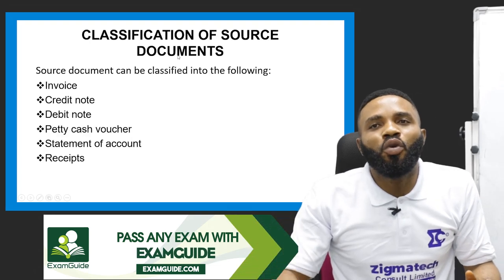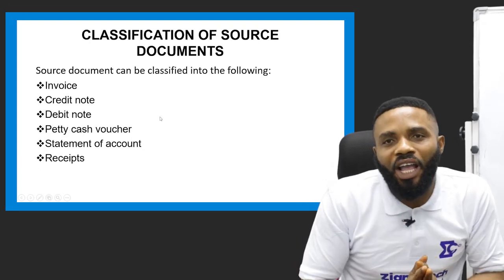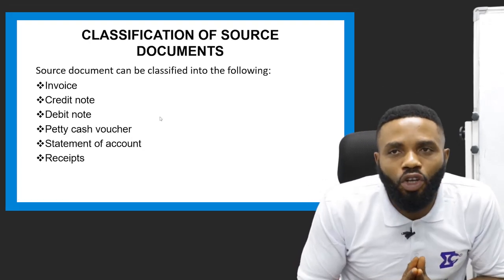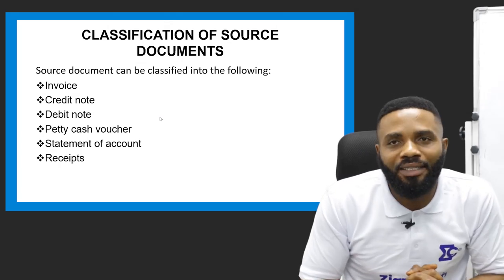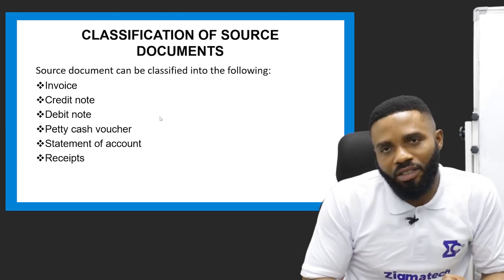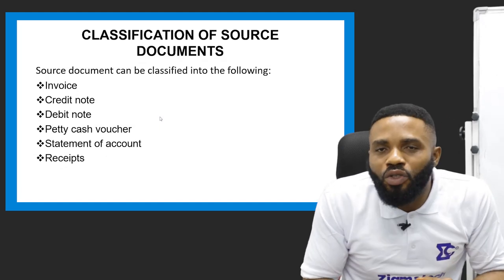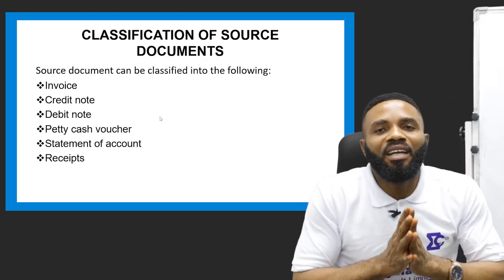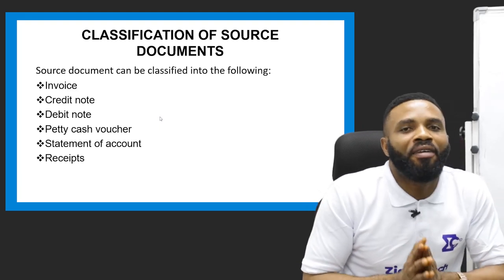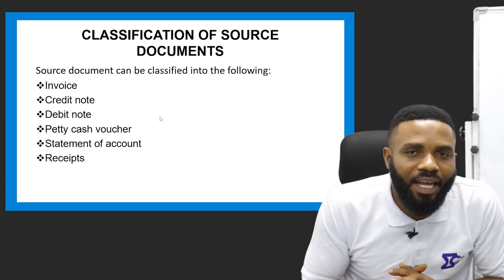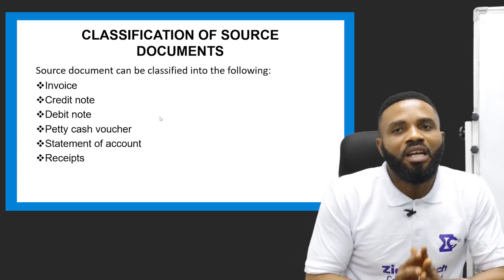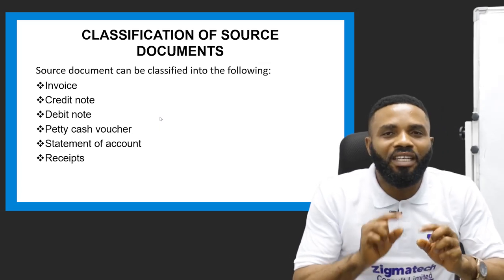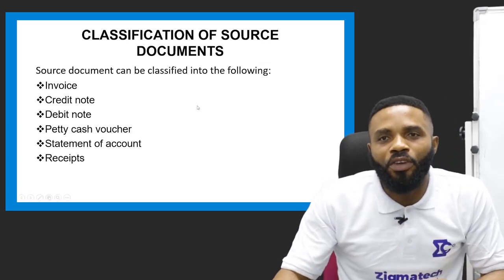Now, the next thing we want to look at is the classification. We have just a few source documents that we are going to look at under this lesson. Number one, the invoice. Number two, the credit note. Number three, debit note. Number four, petty cash voucher. Number five, statement of account. And then the last but not the least is what? Receipt. Very quickly, we are going to look at the brief definition of each of these.